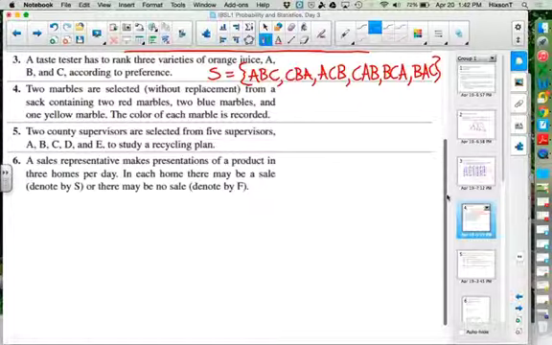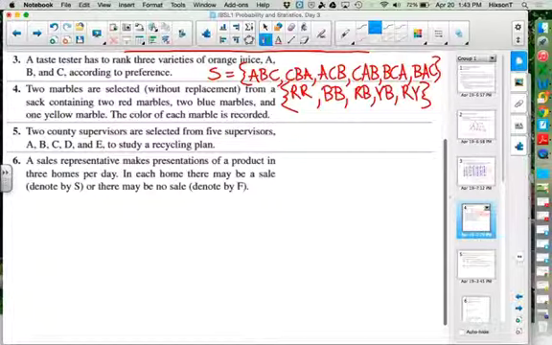Two marbles are selected without replacement from a sack containing 2 reds, 2 blues, and 1 yellow. The color of each one is recorded. So if I'm picking 2 out of there, what could I get? 2 reds. 2 reds, 2 blues. Could I get 2 yellows? No. A red and a blue, a yellow and a blue, and a red and a yellow. Okay? So look, there's our sample space. There's only 5 possible outcomes. Okay?